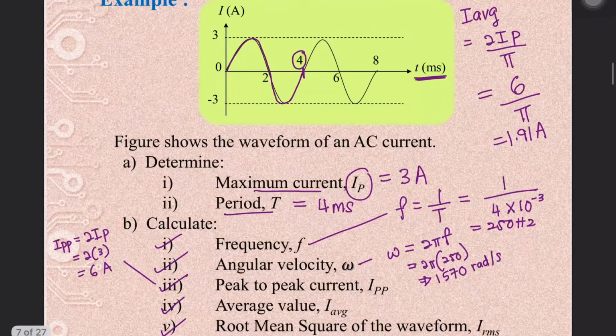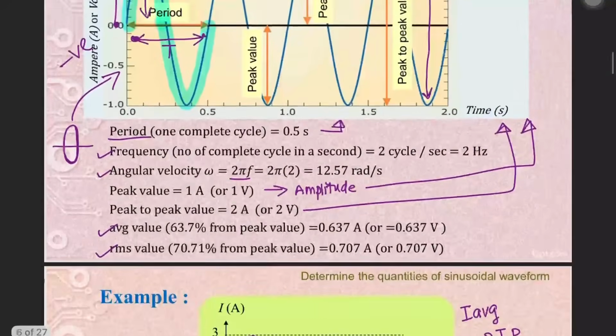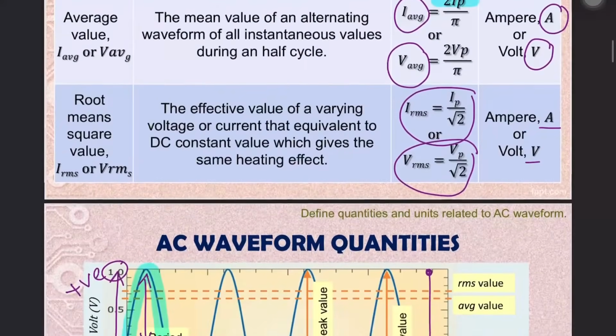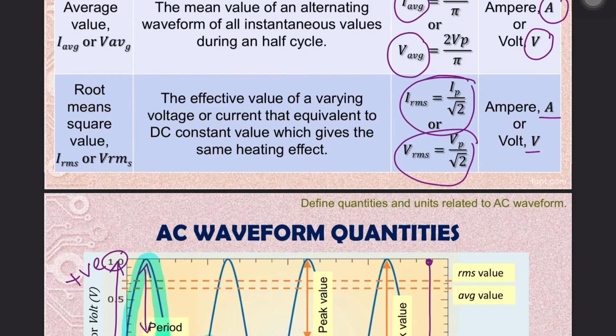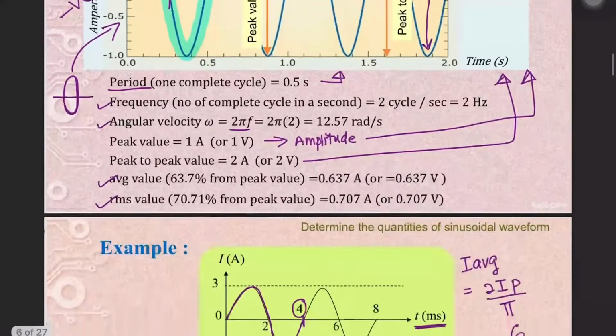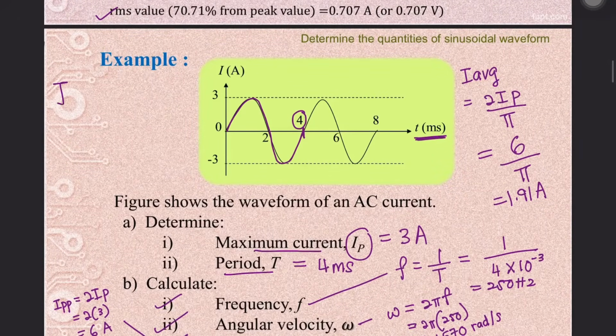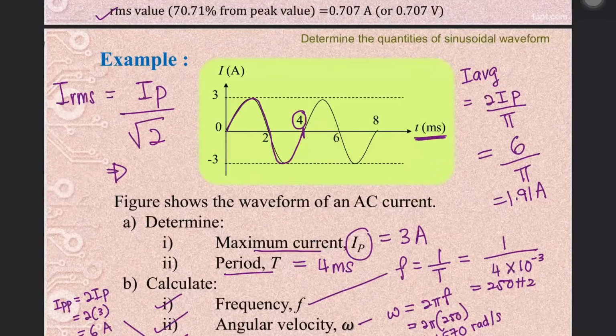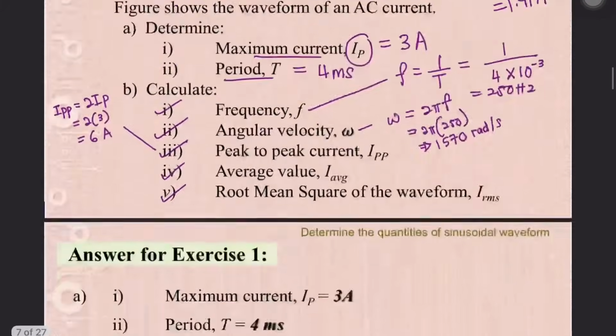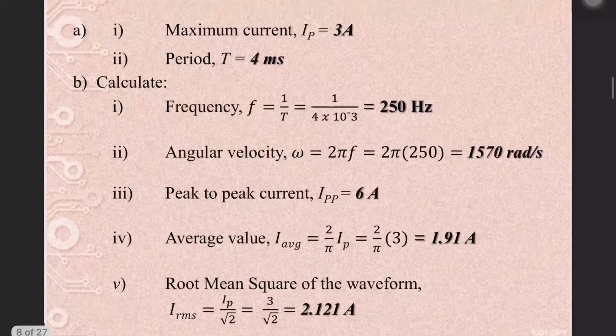Next is root mean square. So, root mean square dekat sini, what is the formula? Kalau current, kita ambil I RMS. Kalau voltage, kita ambil V RMS. So, I RMS here is I peak divided by square root 2. So, I peak kita adalah 3 divided by square root 2. So, jawapan dia berapa? Inilah dia jawapan dia.